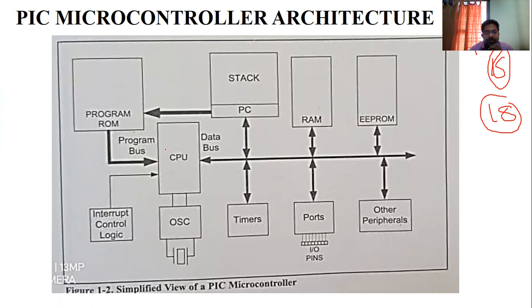This is the CPU. It is very much similar to the 8051 microcontroller. The CPU has an ALU, arithmetic and logical unit, as well as some registers to perform the operations. But it follows the Harvard architecture. That's why the program memory and the data memory are separately connected to the CPU. See this, this is the program memory, and this is the data memory.